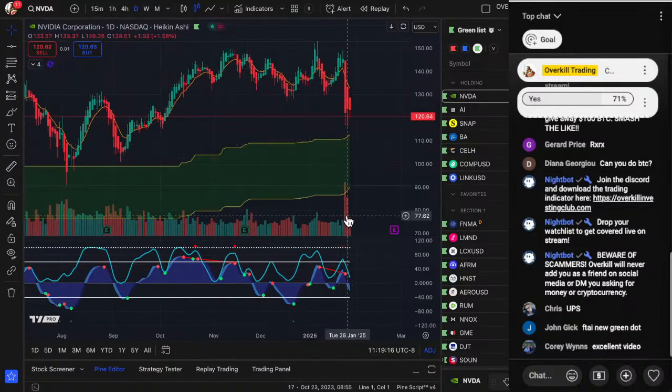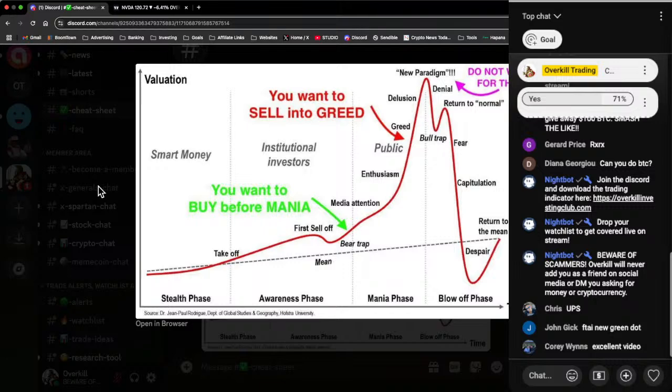That big volume down there, guys, that's big money selling, dude. That's not retail investors selling. That's like $500 billion of stock being sold. And Nancy was selling last week. We got the news alert over there inside the Discord.